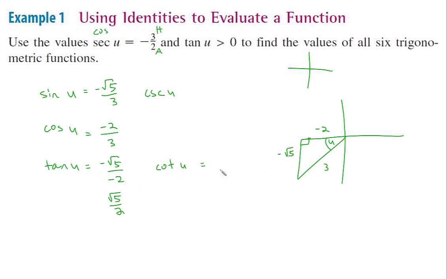Cotangent, we could just flip this and then rationalize the denominator to radical 5 over 5. And then cosecant right here, we could just flip this, and it'd be negative 3 radical 5 over 5 after we rationalize. So we've done this before, nothing new.